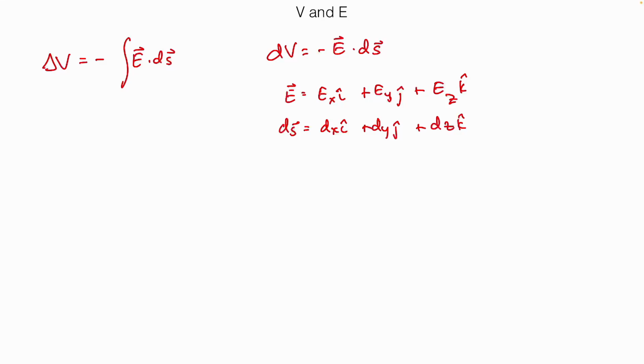Everything else disappears, which means that my differential potential, nice sign comes along for the ride, ends up being Ex times dx. And i dot i is just 1. Plus Ey dy plus Ez dz. It just literally pulls out those singular pieces that are all consistent with each other. Hopefully this isn't that much of a surprise, right? I haven't done anything real surprising yet. I've just done a dot product, okay?